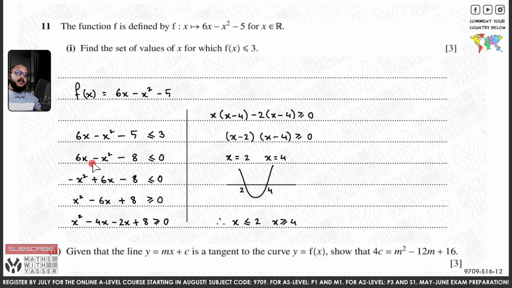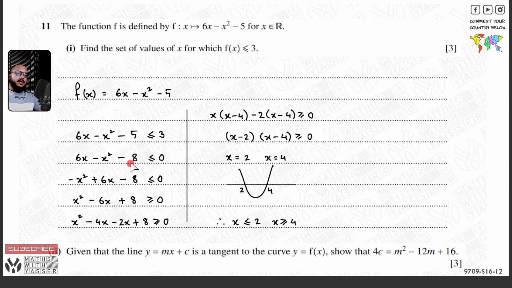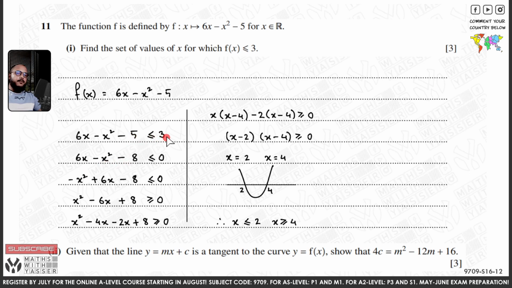So we can say 6x minus x squared minus 8, because minus 5, and if you bring 3 to the left hand side it becomes negative. So minus 5 minus 3 is negative 8. And we can rearrange this and write it as minus x squared plus 6x minus 8 less than or equal to 0. And we can also multiply both sides by -1. Then we get x squared minus 6x plus 8. And since we have multiplied both sides by -1, the inequality sign will flip. It will become greater than or equal to 0.